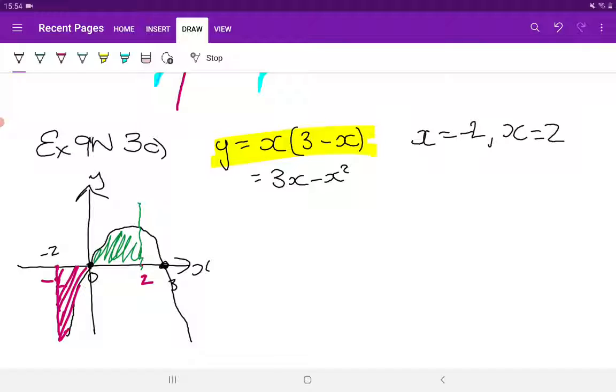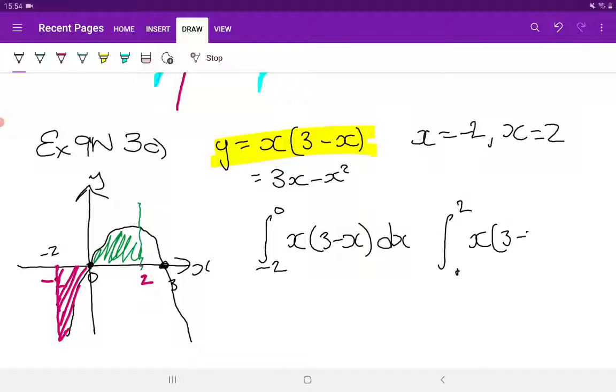That means we're having to do two separate integrals, remember, because one will turn out negative and we'll need to make it positive. So we need to do the integral between minus 2 and 0 of x(3 minus x), and then the integral between 0 and 2 of this same function. Remember, in order to integrate this, you're going to have to multiply it out first. So we're integrating between minus 2 and 0, 3x minus x squared dx.